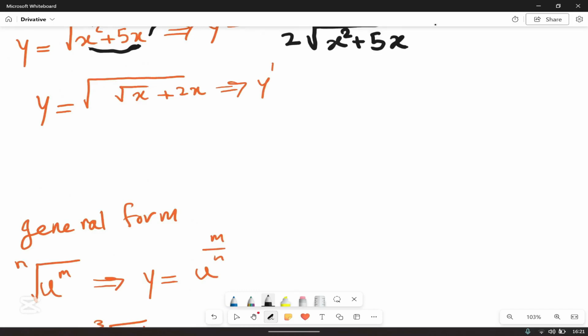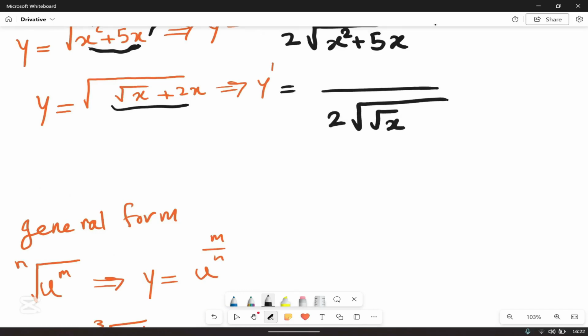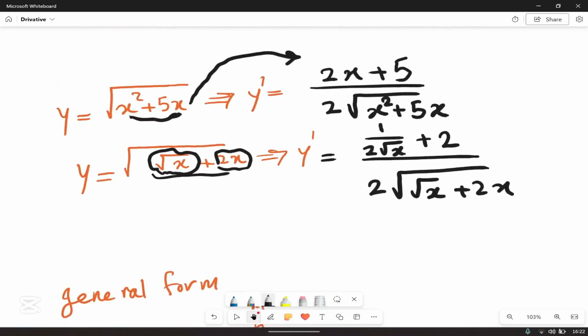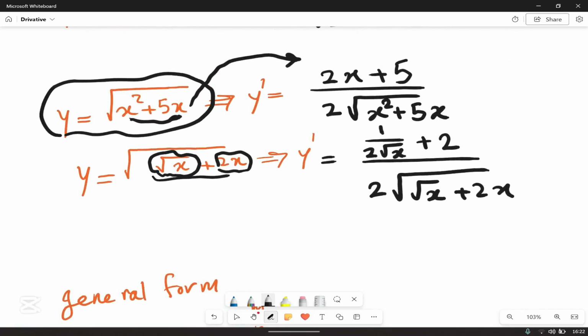Are you awake? What about this, guys? Also in the bottom it is so simple, 2 root of (x + 2x), but in the top the derivative of this is 1 divided by 2x, which we calculated before, plus this part. Can you tell me? Yeah, it's 2. But guys, this is a specific form of our function.